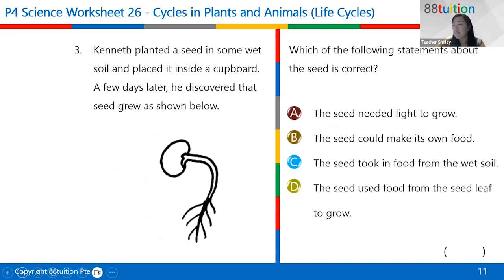Kenneth planted a seed in some wet soil and placed it inside a cupboard. A few days later, he discovered that the seed grew as shown. Which of the following about the seed is correct? Anyone? Yes, Ivan. I think it's C. Not really. Actually, there's no food in the wet soil. So Yan Kai says it is D. Yes. Good try though, Ivan.